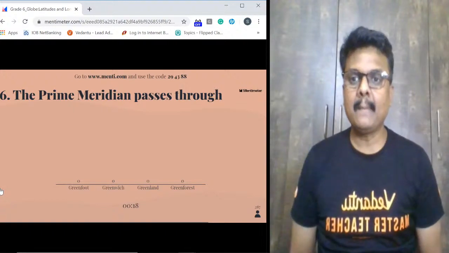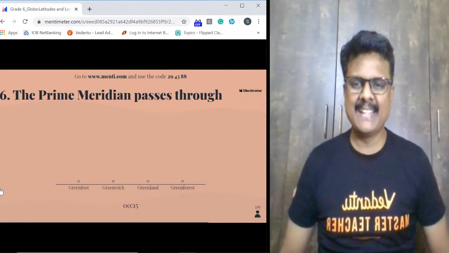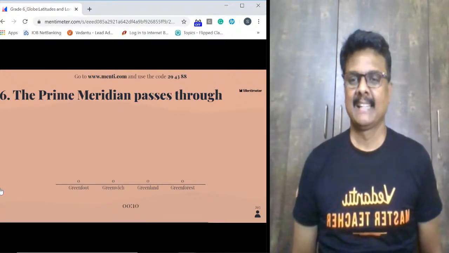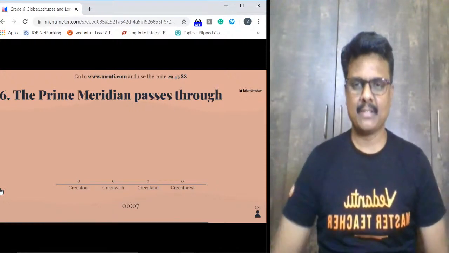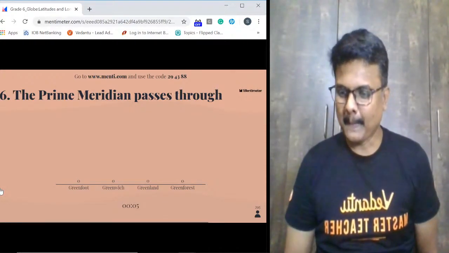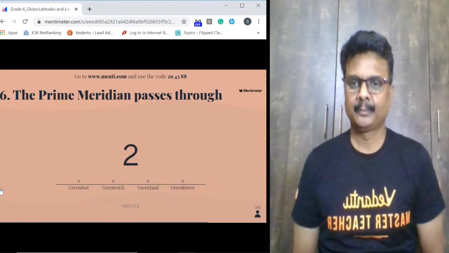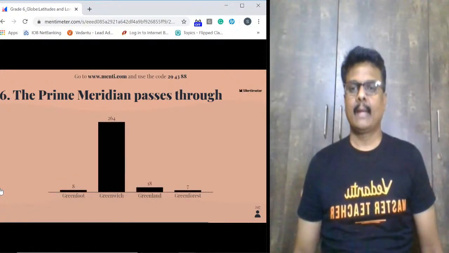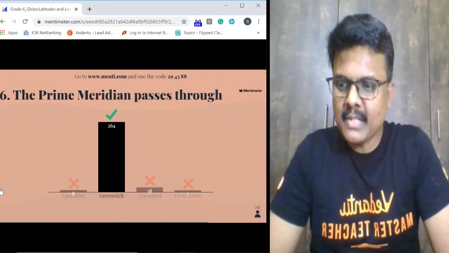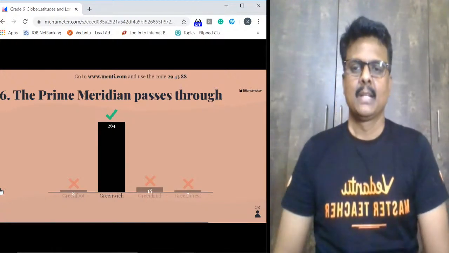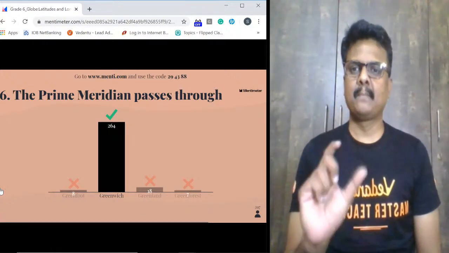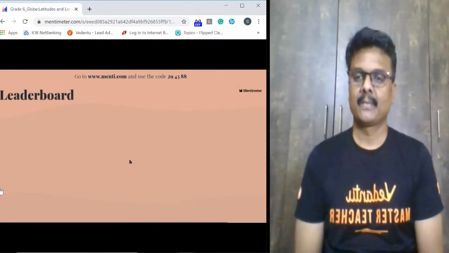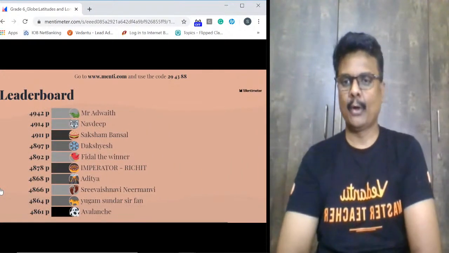Menti is not hanging. The prime meridian passes through Greenfoot, Greenwich, Greenland, Green Forest. My God, crazy options, isn't it? So the prime meridian passes through what? Okay. 264 of you got this right. Lovely. Guys, of course it is Greenwich. I also said GMT, Greenwich Mean Time, where it starts, right? 0 degrees longitude, right?